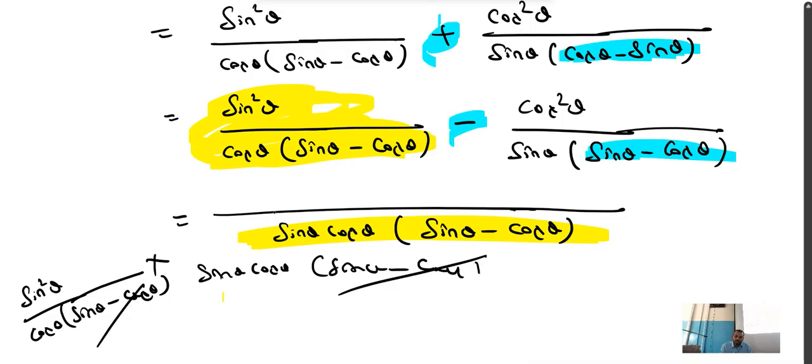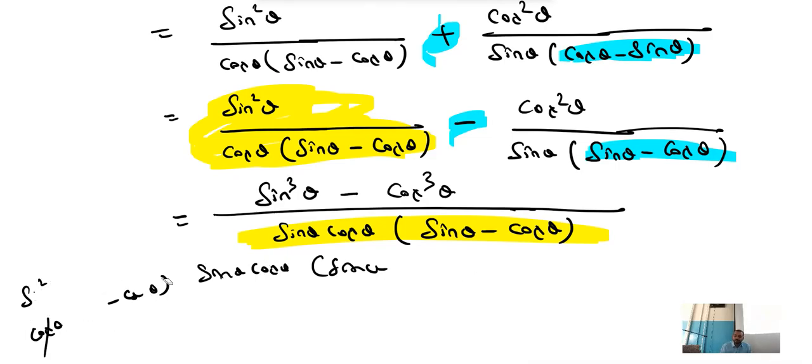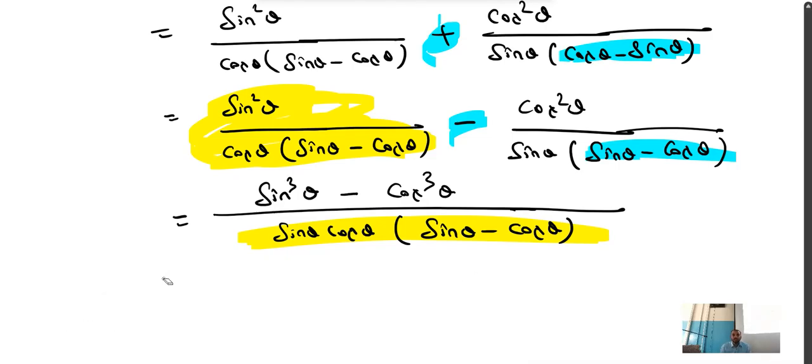Sin theta minus cos theta, sin theta minus cos theta get cancelled. Cos theta gets cancelled. Now what is left out? Sin square theta into sin theta, sin cube theta. समझे? Minus, same thing you do here. Here you will get minus cos cube theta. That's it. समझे? Understood? This entire term multiply by LCM. Separately you do it. Cancel what are the things that get cancelled. Remaining you write as it is.